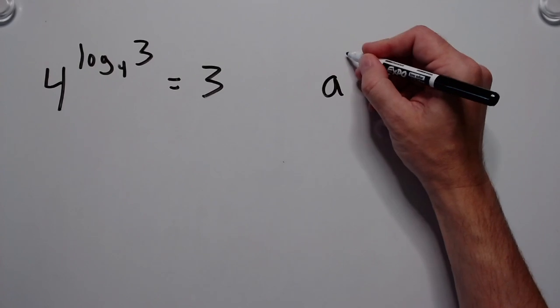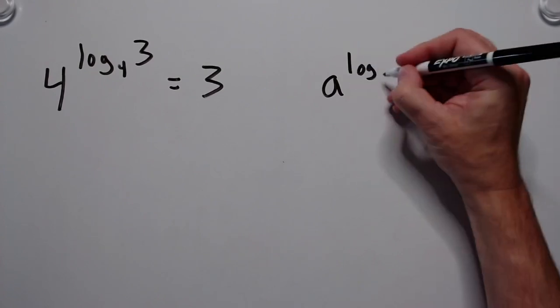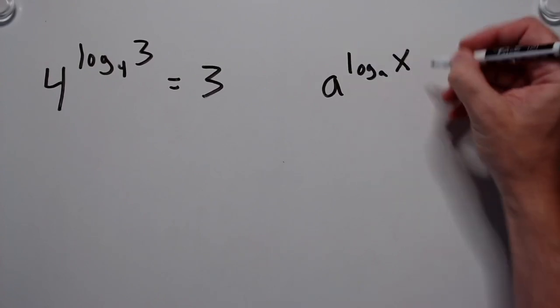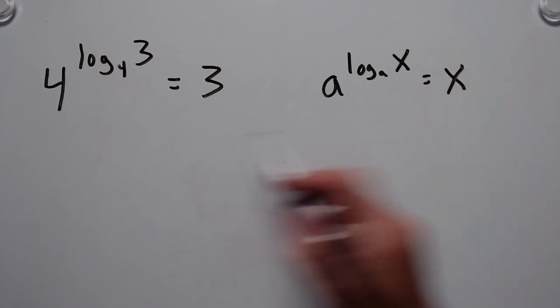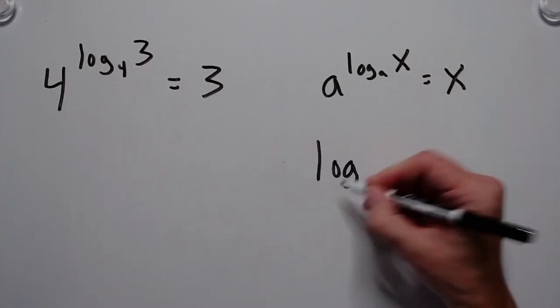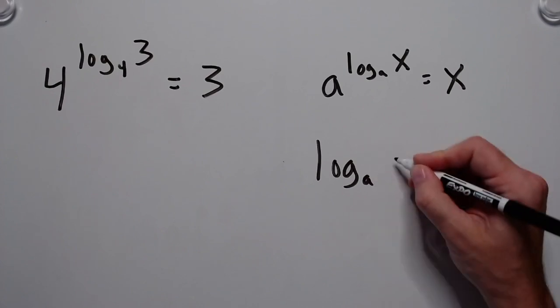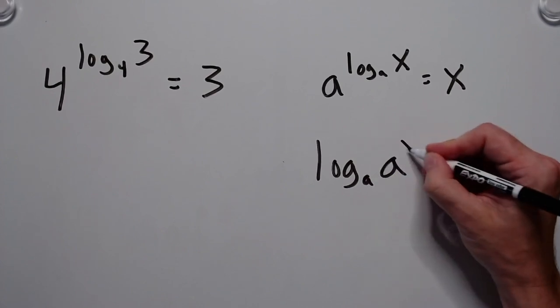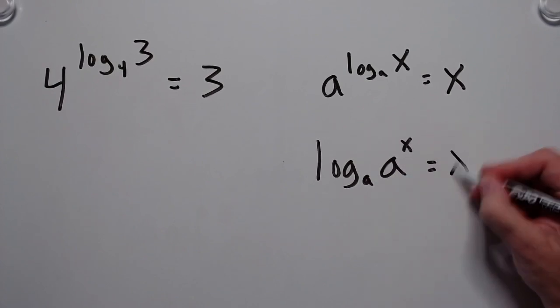And we're actually just going to rewrite those expressions out here so we have them. That a to the log base a of x equals x, which is what we just did here. And the other way around would be log base a of a to the x equals x.